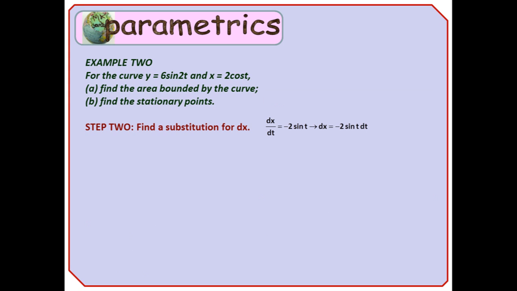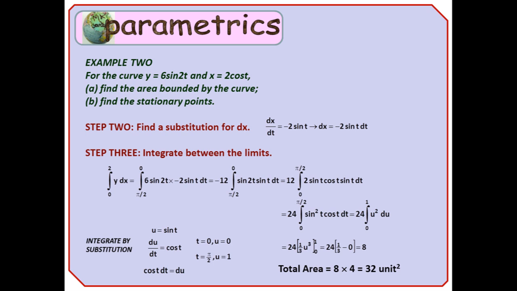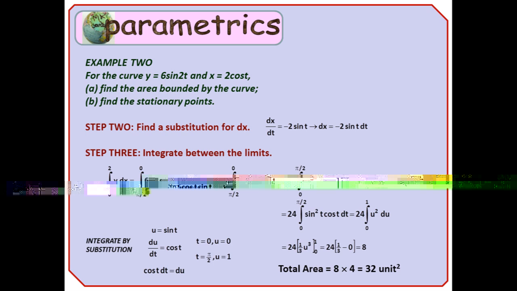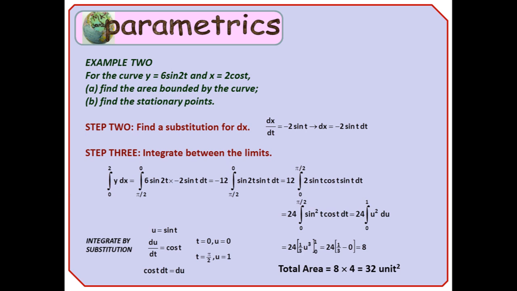Step 2. Find a substitution for dx, i.e. find dx by dt and make dx the subject. That's minus 2 sine t dt. Step 3. Integrate between the limits. So we replace the y with 6 sine 2t, and we've already considered dx and the limits. We get minus 12 outside, and then sine 2t sine t, which we can rewrite using the double angle formula for sine, which is 2 sine t cos t. We can also swap the limits round to get rid of the minus sign.